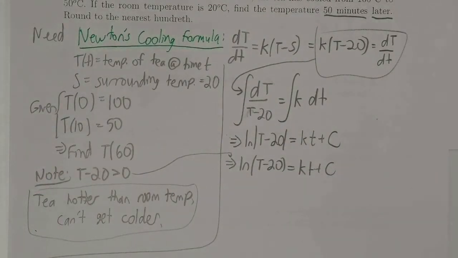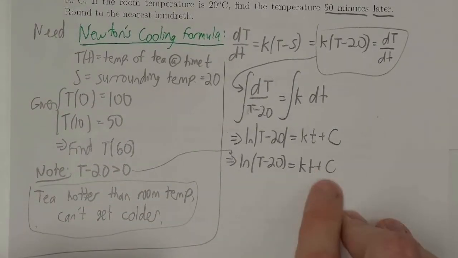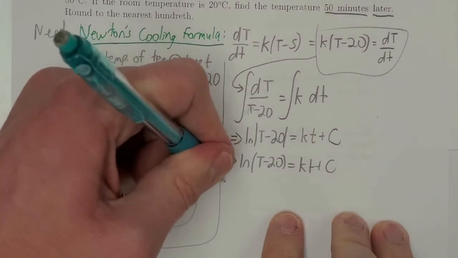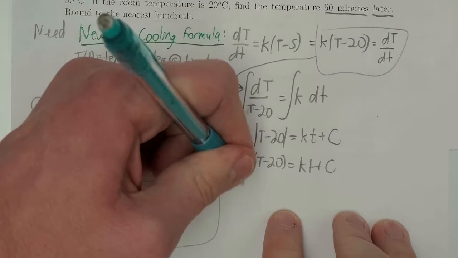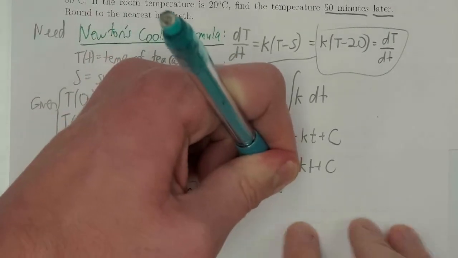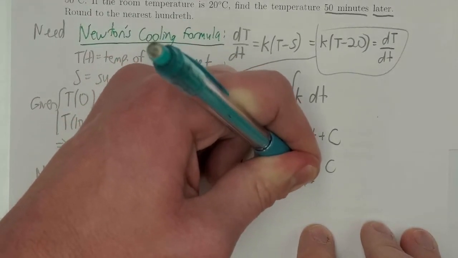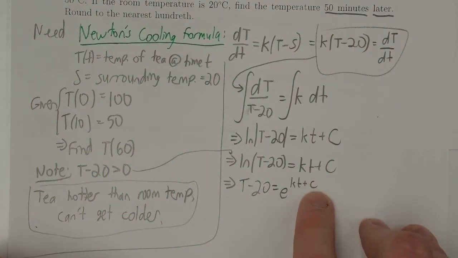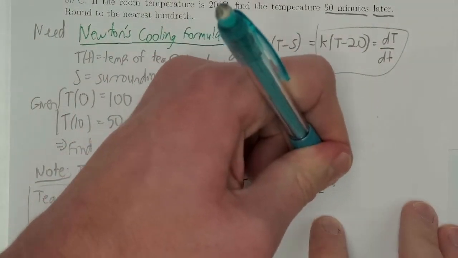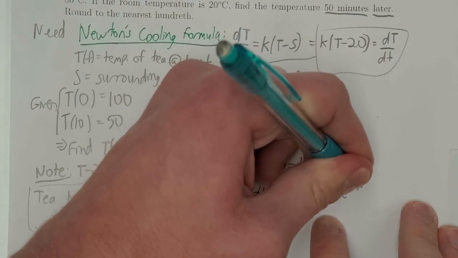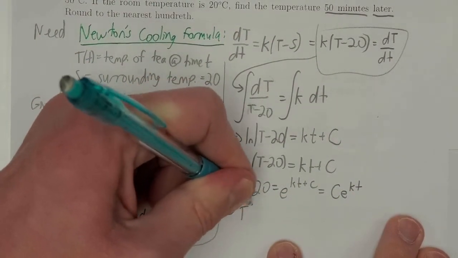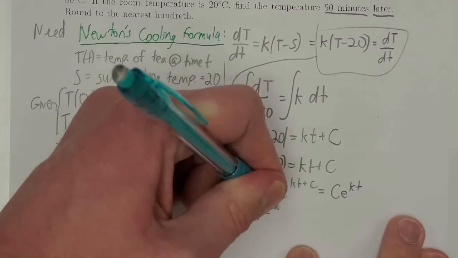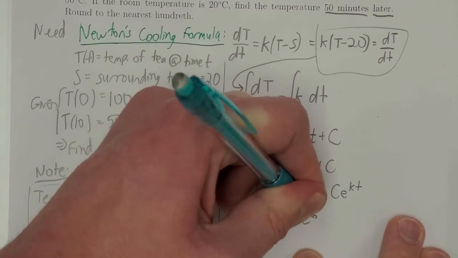So by this remark here, we can get rid of the absolute value because we don't need it here. Okay. So then we can go ahead and raise both sides to the exponential to get T minus 20 equals e to the kt plus c. And then again, c is an arbitrary constant, so this is just c times e to the kt. So, at the end of the day, we have big T of little t is 20 plus c e to the kt.